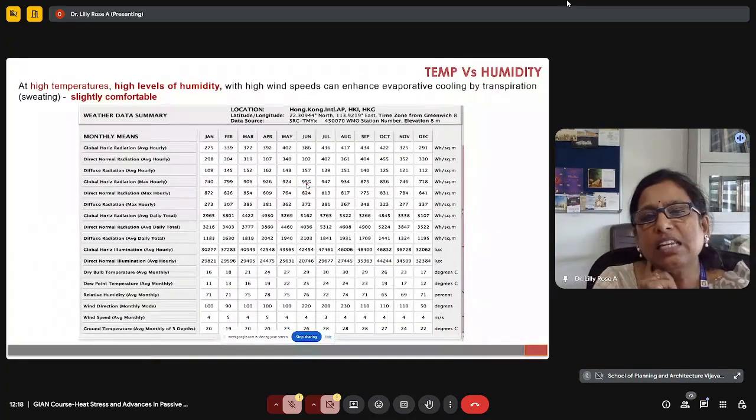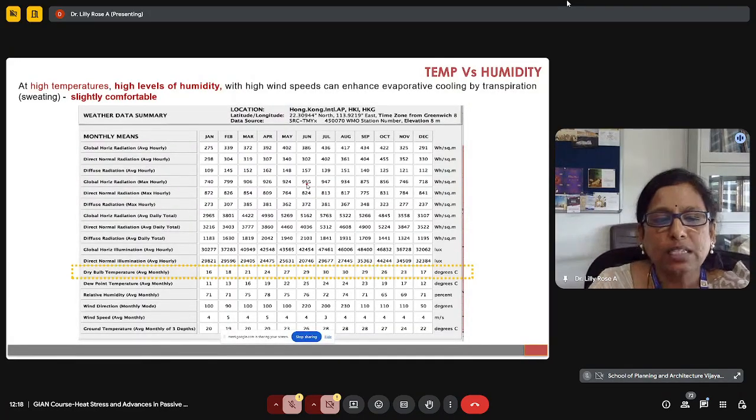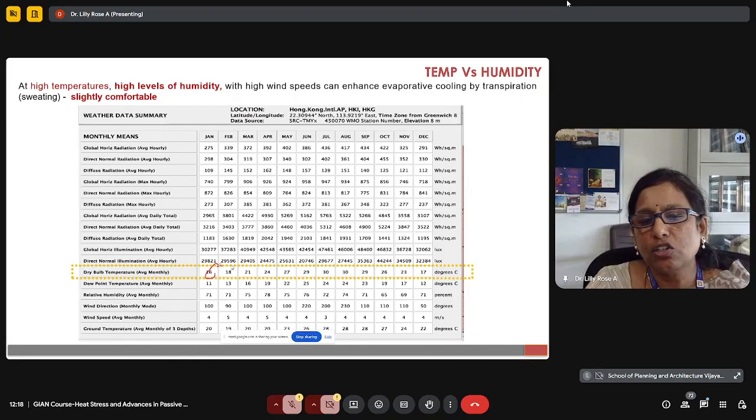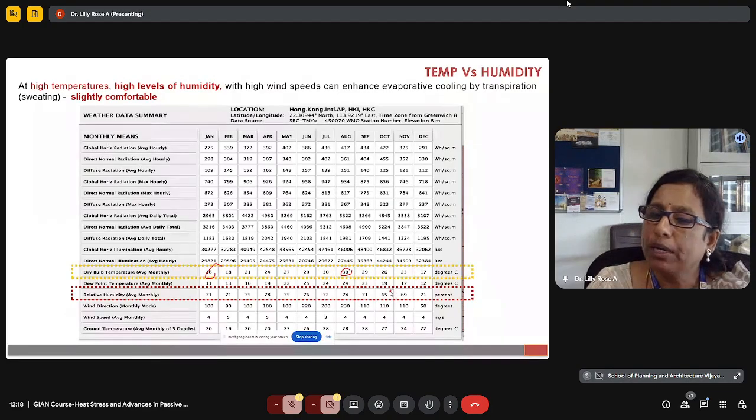So this is another place. This is Hong Kong. This is basically a warm and humid climate, where you can see the temperatures ranging between 16 degrees Celsius and about 30 degrees Celsius in summer. And here again, the variation in relative humidity is similar to what we saw in Vijayawada. This is somewhere between 65 to 76%.